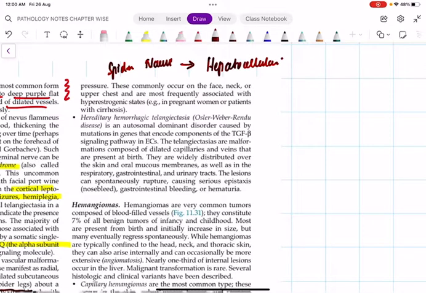Okay, that means what? If this is present, we can say that the patient is having hepatocellular failure. It is an external marker of an underlying pathology. Okay, I hope this is clear for you. Yes, hepatocellular failure, spider nevus.